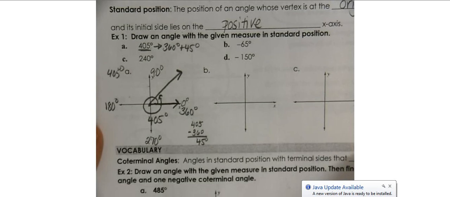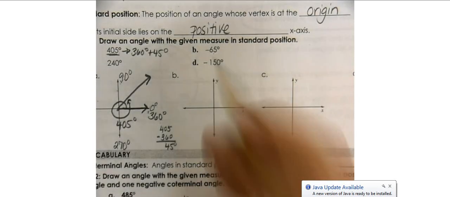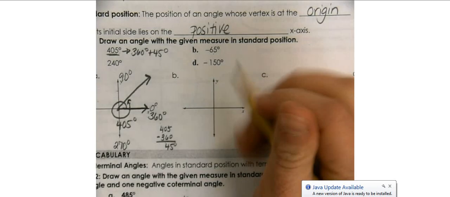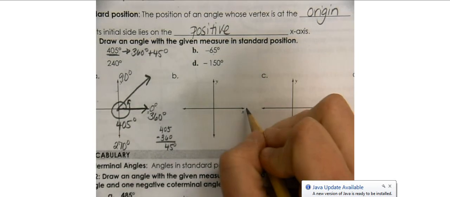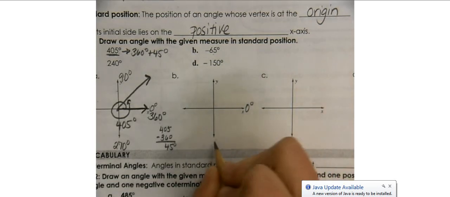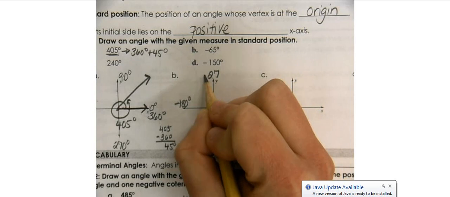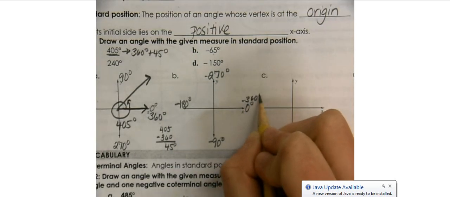Let's go ahead and look at letter B. For letter B, we're talking about negative 65 degrees. So that negative tells me I'm going to be traveling in a clockwise motion. So when you label your axes, you want to label using negative degrees. I'm still going to start with 0 degrees, but now moving in a clockwise motion, this represents negative 90 degrees, negative 180 degrees. Up here will be negative 270 degrees, and back around, this is negative 360 degrees.